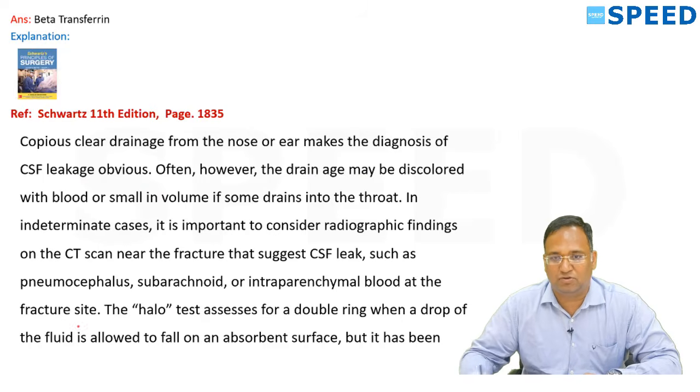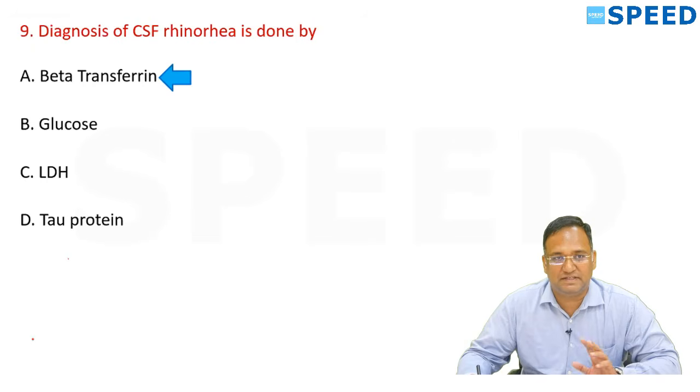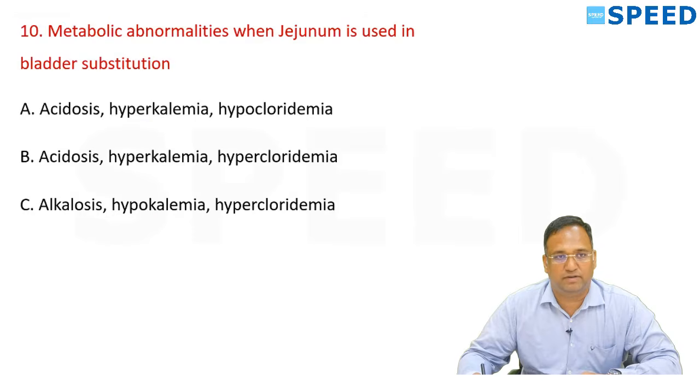So, you know about the halo test and all that. The double ring sign and all these are non-specific. But if it is to be CSF, the best specific test will be beta transferrin. There is no doubt about it.